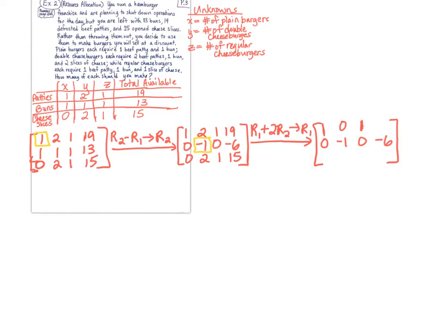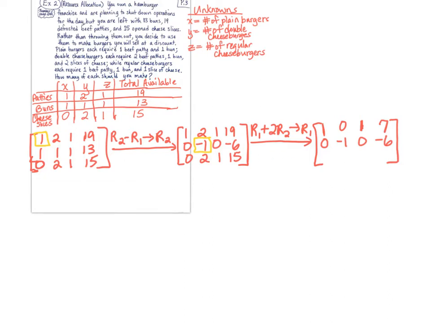Very good. You're going to get 7 there because you're doing 19 plus 2 times negative 6. So that's 19 minus 12, which gives you 7. Okay? Excellent. Tell me how we can create a 0 here.